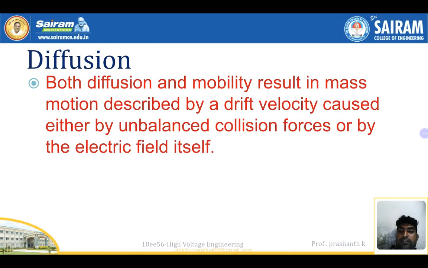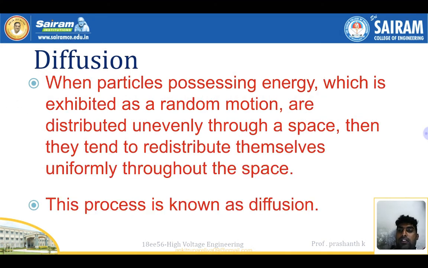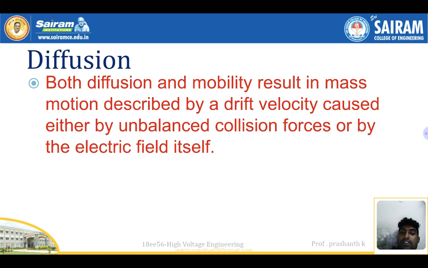Okay. Next we have diffusion. When particles possess energy and exhibit random motion, they are distributed unevenly through the space. Then they tend to redistribute themselves uniformly throughout the space. This process is known as diffusion. So diffusion and mobility result in mass motion described by the drift velocity, caused either by unbalanced collision forces or by the electric field itself.